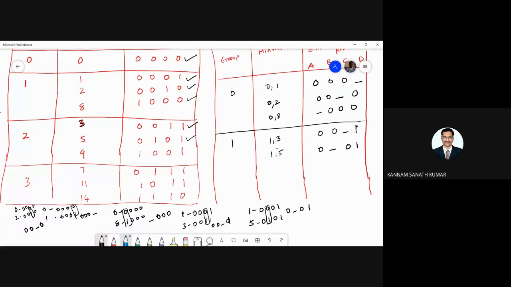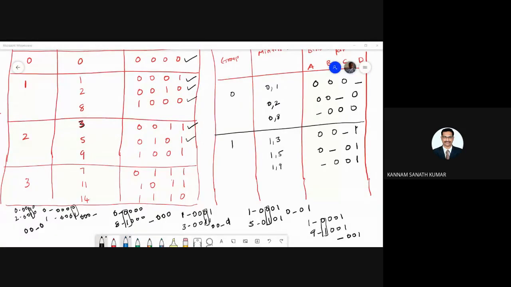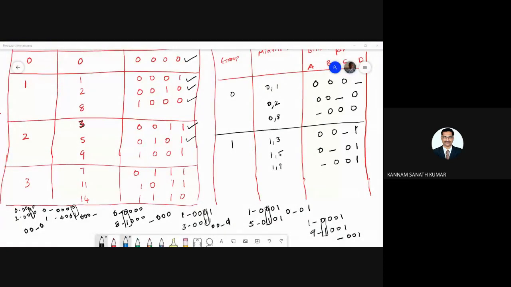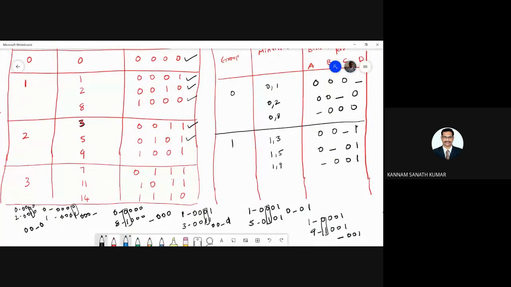Next we check 1 comma 9. 1 is 0 0 0 1 and 9 is 1 0 0 1. Again they differ by 1 bit, so 1, 9 is dash 0 0 1. 1, 9 is over. Next take 2 comma 3.